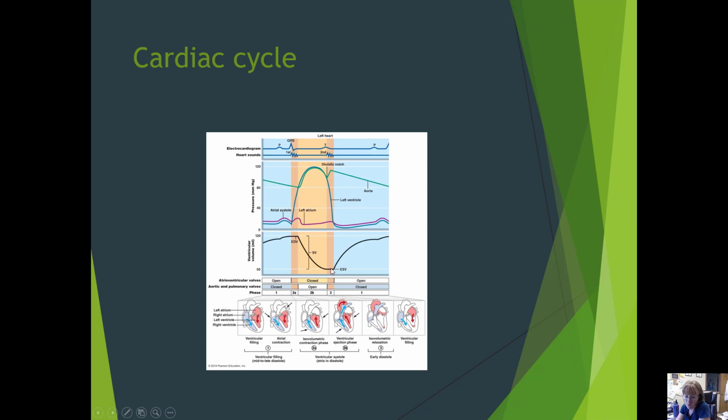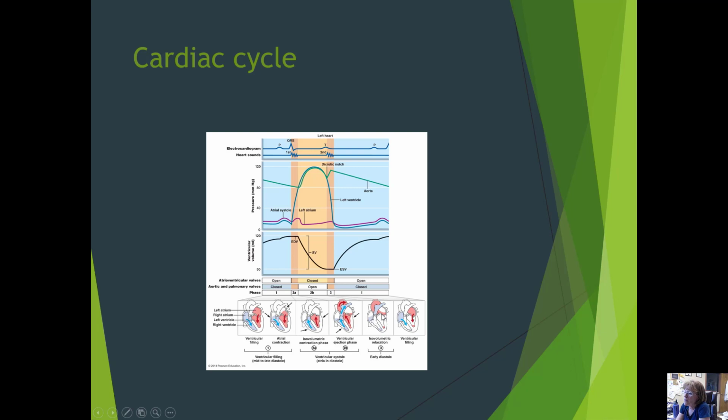Because the semilunar valves have closed, no more blood is going to leave the ventricle, but we also haven't produced enough pressure to exceed the pressure in the atria, because the atria are starting to fill right now with blood, but the atrial pressure isn't high enough to open up the AV valves yet. And so we have this time period in here, also this darker tan area, called isovolumetric relaxation.